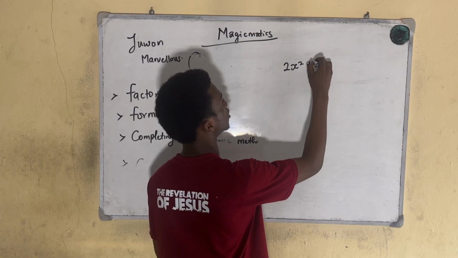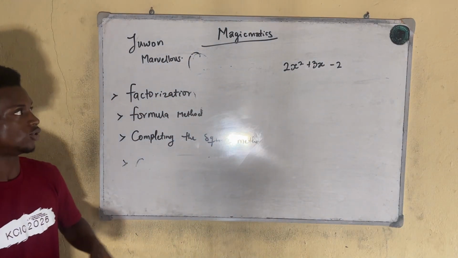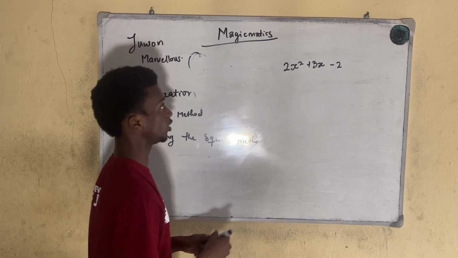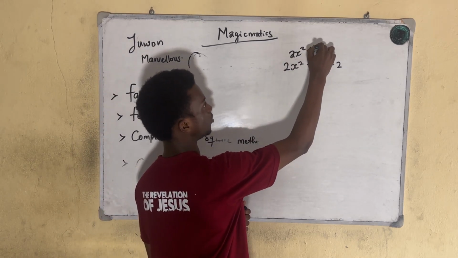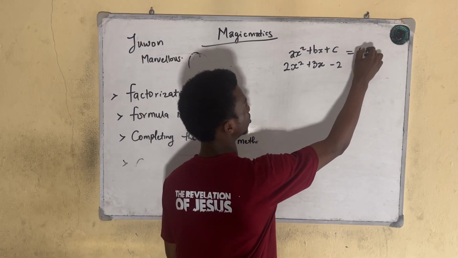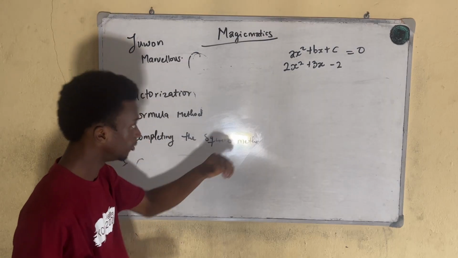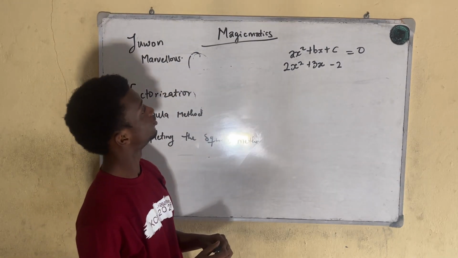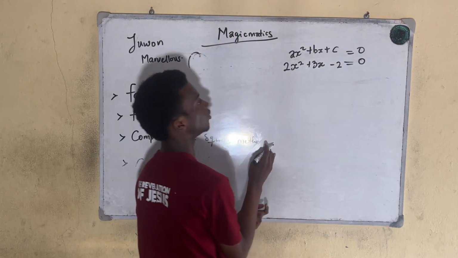2x squared plus 3x minus 2. Okay, 2x squared plus 3x minus 2. This is a quadratic equation because it's in the format of ax squared plus bx plus c equals 0. Now, see this. Our quadratic equation always equals 0 from the question.